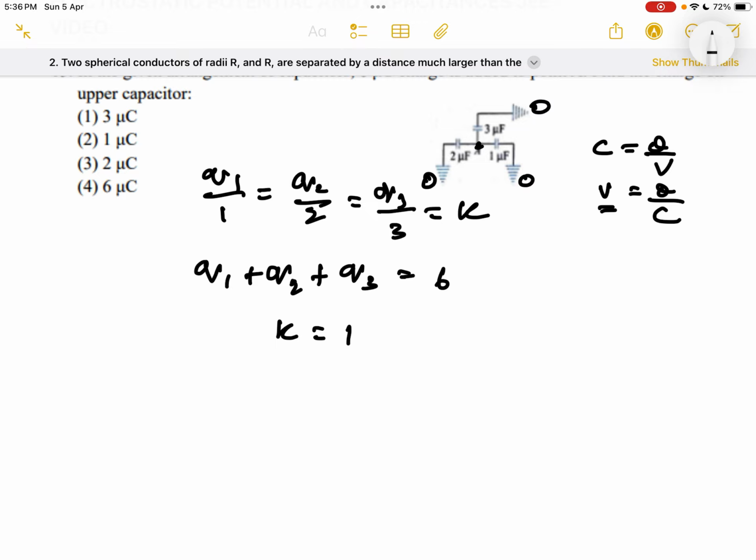Once we know that K is equal to 1, we have to find Q3, which is the charge on the 3 microfarad capacitor. Q3 would become equal to K, which is 1, multiplied by 3. So the answer would be 3 microcoulomb. 3 microcoulomb is option 1.